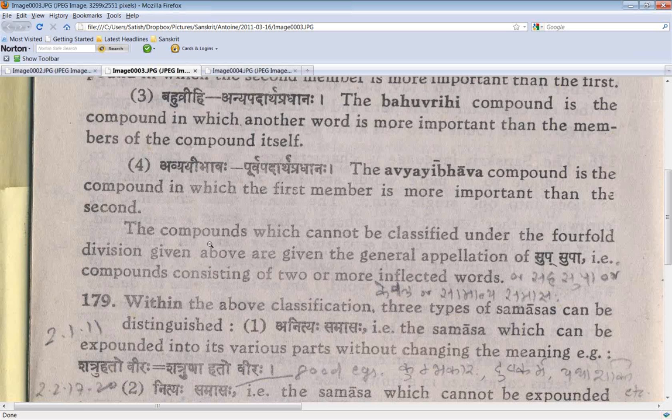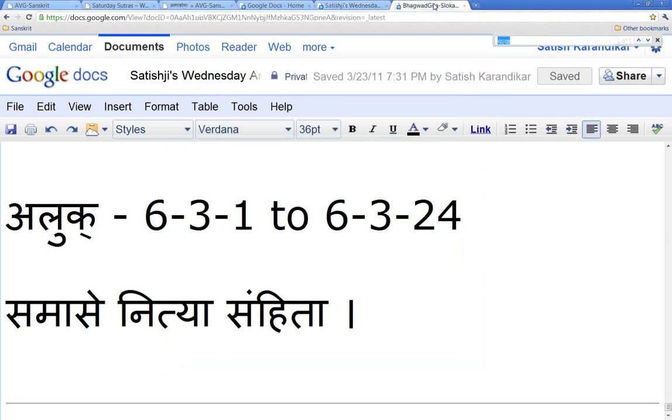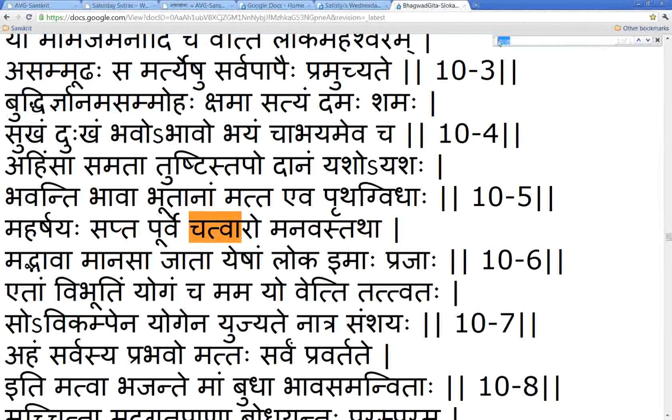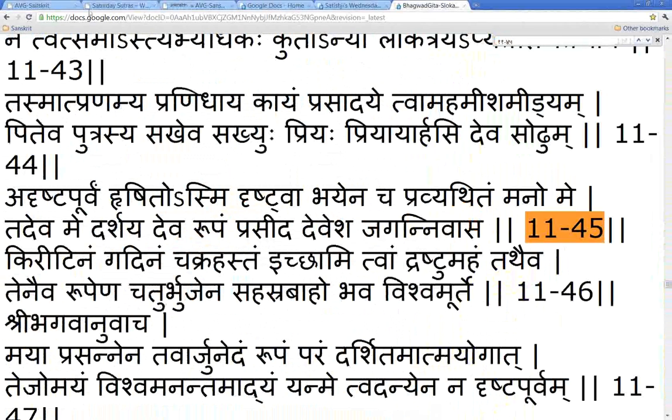And my Gita example, one of my favorites, is that one: Adrishtapurvam Hrishitosmi Drishtva. Let me see if I can find that for you in the Gita. Adrishtapurvam Hrishitosmi Drishtva, bhayena cha pravyathitam mano me, tadeva me darshaya devarupam, prasida devesha jagannivasa. It's chapter 11, verse 45. Adrishtapurvam. That was a lucky guess.